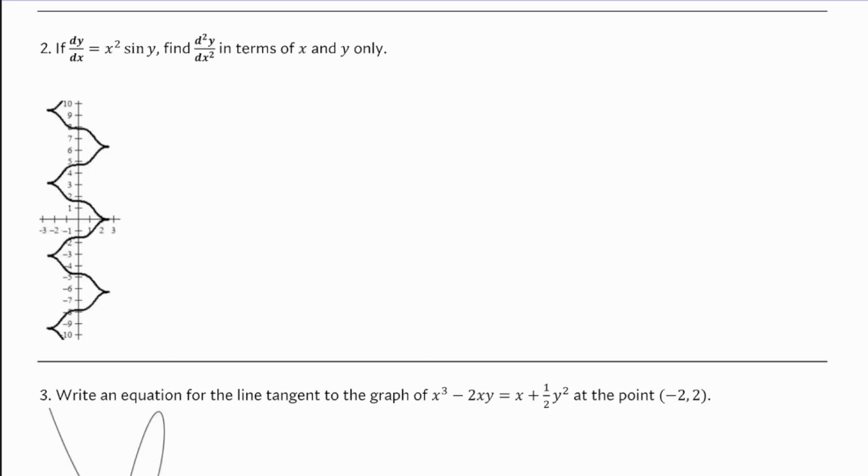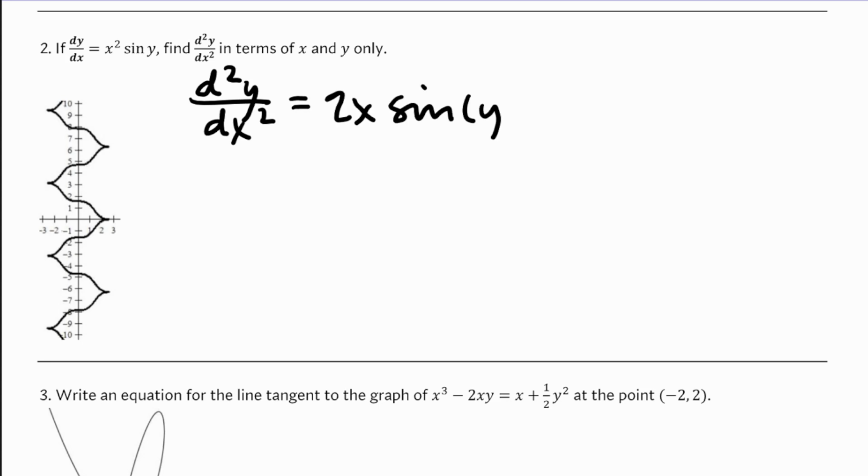With the second one, we're going to start with dy dx and need to find the second derivative of y with respect to x. So again, we're going to start by taking the derivative of both sides. So the derivative of dy dx with respect to x is the second derivative of y with respect to x. And then we're going to need to use the product rule. The derivative of x squared is 2x. We'll leave sine y the same. And we'll add, leaving x squared the same, taking the derivative of sine y.